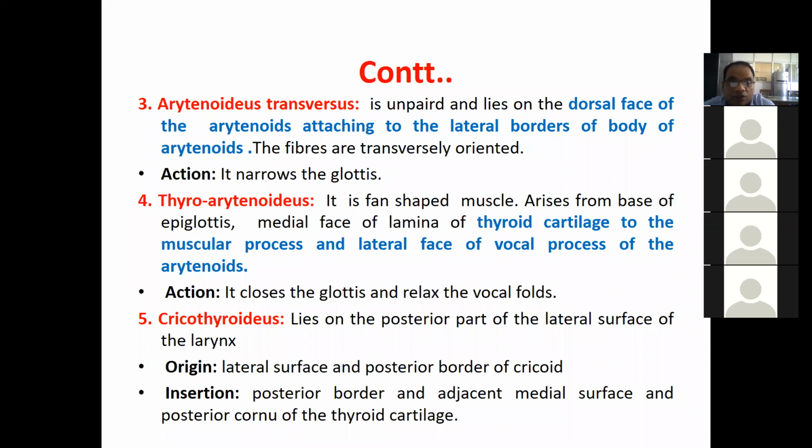Another muscle is the thyroarytenoideus muscle, the name indicating it extends from the thyroid cartilage to the arytenoid cartilage. So it extends from the lamina of the thyroid cartilage to the muscular process of the arytenoid cartilage.